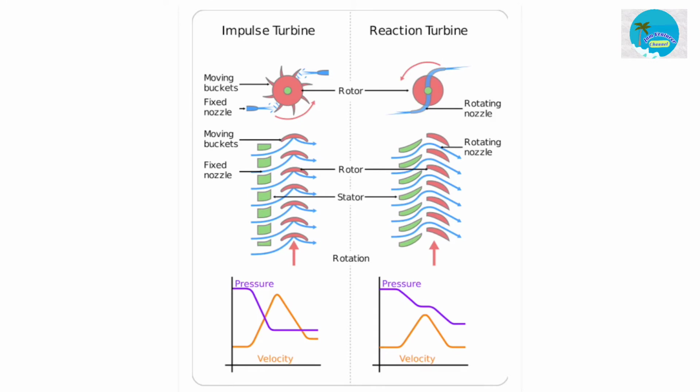Classification of turbines: the impulse turbine and the reaction turbine. In impulse turbines, the rotor blades extract the kinetic energy from high-velocity water. The reaction turbine utilizes the potential energy and, to some extent, the kinetic energy of water to convert to power, characterized by complete submerging of the runner blade in the water.